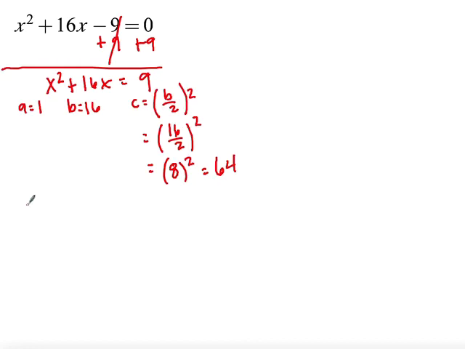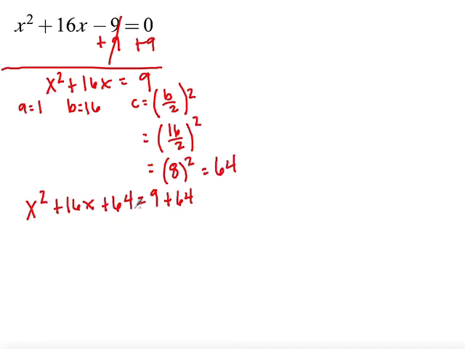Now I'm going to write a new equation using that 64 as my C. It's going to look like 1x squared plus 16x plus 64 equals 9. Then I have to add in that 64 on the other side too, because I want to keep these two sides balanced. If I added 64 on the left side, I also need to add 64 on the right side. Whenever I do that, that is going to give me a new quadratic.